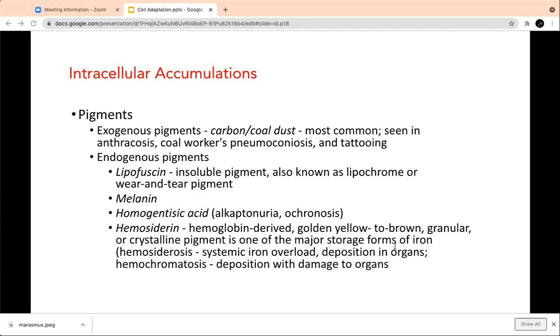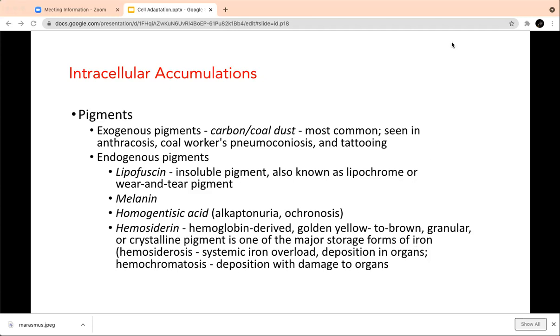Next is your homogentisic acid in cases of your alkaptonuria. Okay, a rare metabolic disease, di ba? Very common ito sa CM natin, sa clinical microscopy. And it can also be deposited in skin connective tissue as your ochronosis. Remember homogentisic acid. Lastly is your hemosiderin.